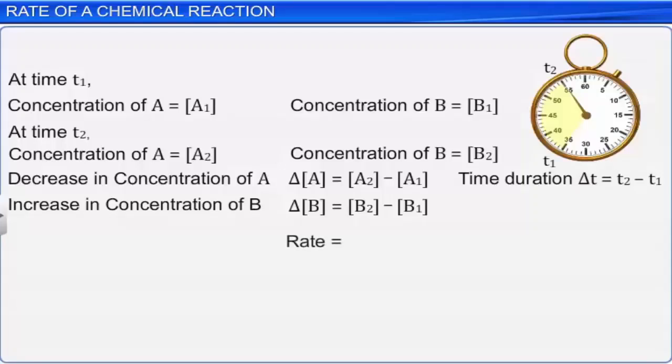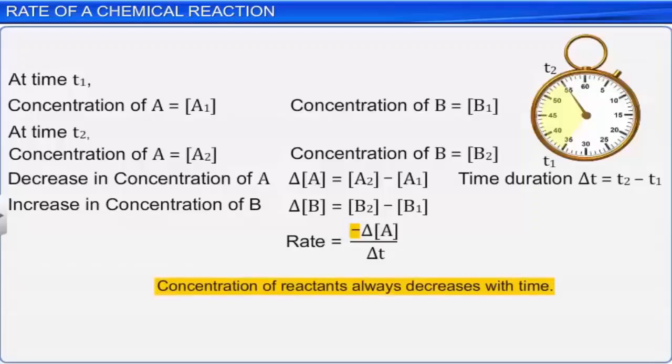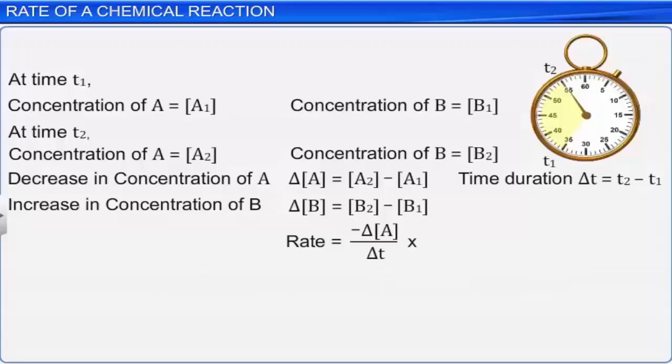Using the definition of rate of chemical reaction, we get the rate of the given reaction as a decrease in the concentration of A, minus delta A, divided by time interval delta T. Now, delta A is a negative quantity since the concentration is decreasing with time. So we multiply it by -1 to make it a positive quantity, as the rate of a chemical reaction is always positive.